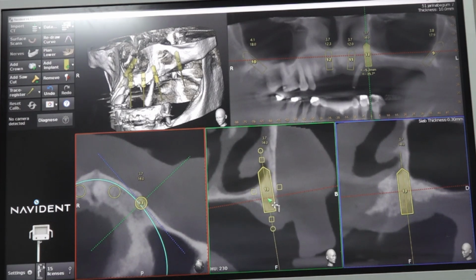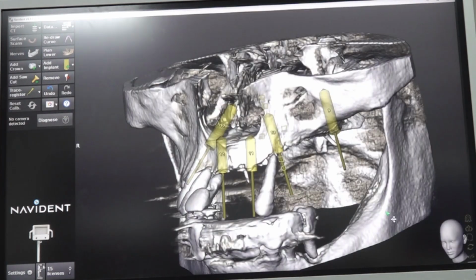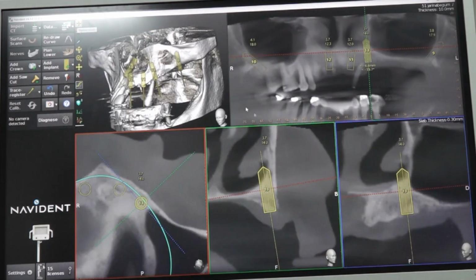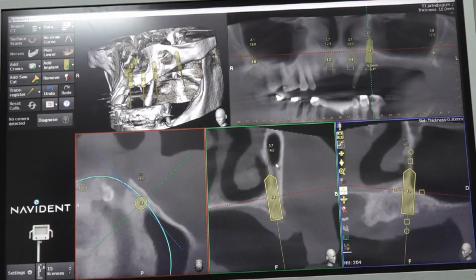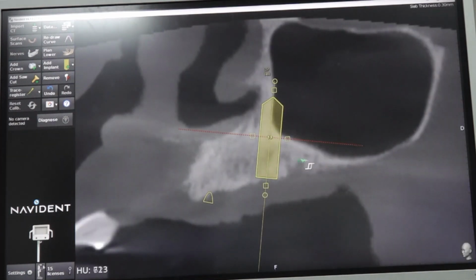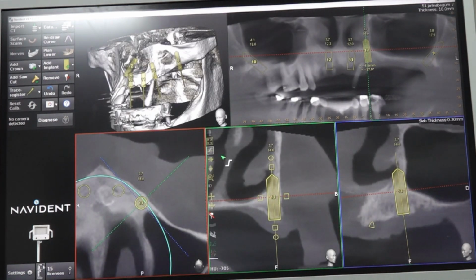But the moment you go distal to canine, there is a lot of resorption. So distal to canine, we can start straight drilling, axial drilling. We will enter the sinus. Now we will enter the sinus. So slight mesial tilt. Slight mesial tilt.